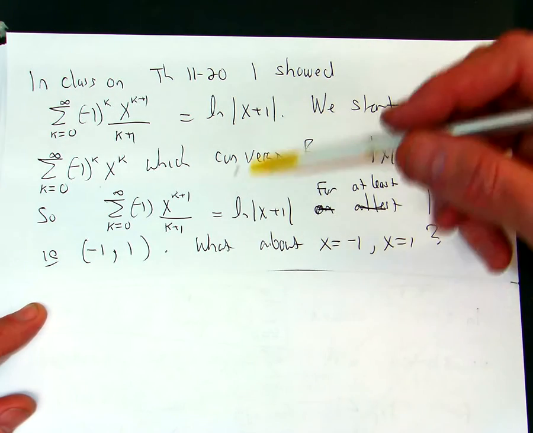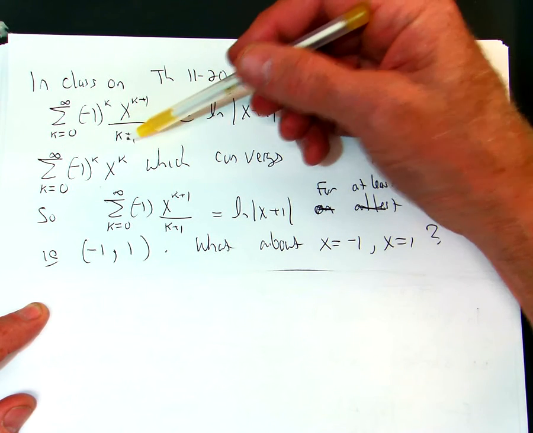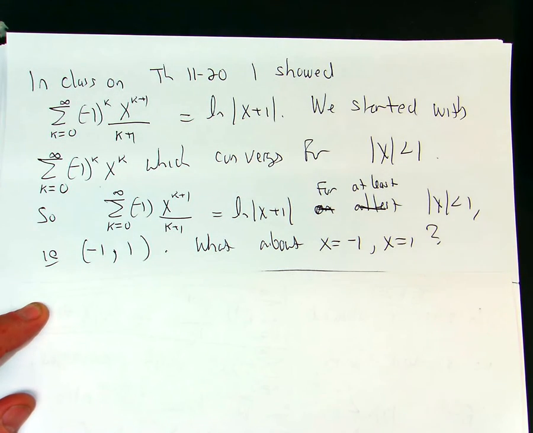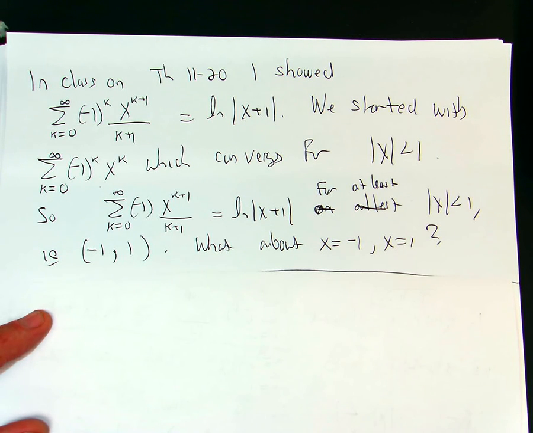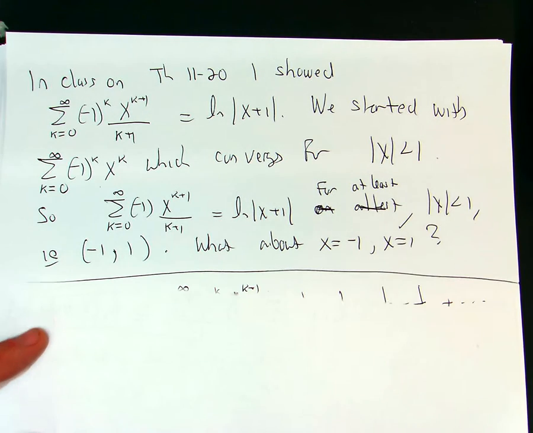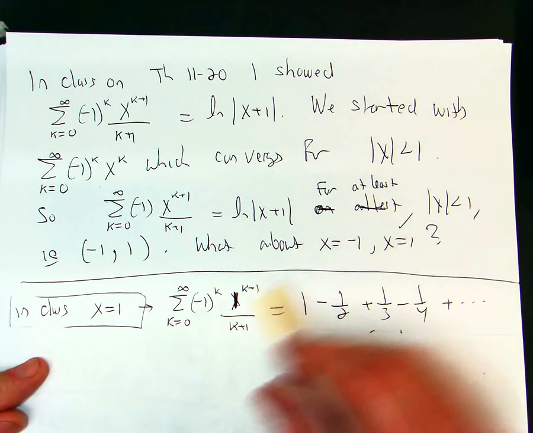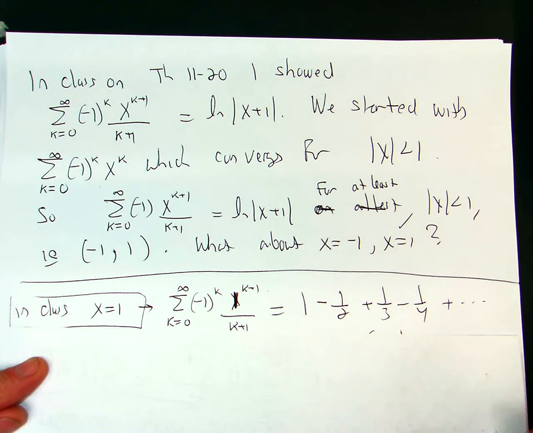It turns out when you integrate a power series, you're adding this k plus 1 term in the bottom, and that can increase convergence. Sometimes taking derivatives does too. So anyway, I wanted to go over this again. We showed this in class. We plugged x equal 1 into this series, so I get -1 to the k, and we wrote it out and got this alternating harmonic series.